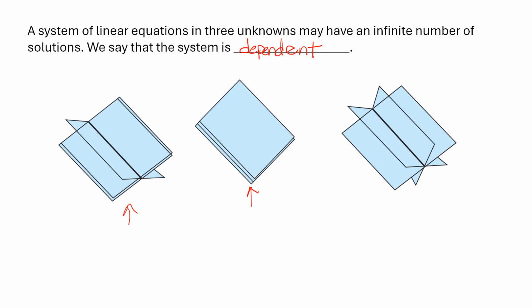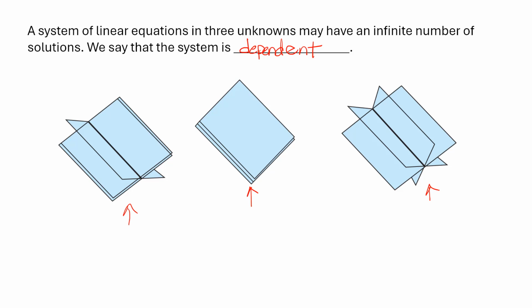Or maybe in this second picture, they're trying to show you that the three planes are all the same. They're exactly the same thing, so they have an infinite number of points that they share. And in this last one, the three planes are all different, but they do intersect in one line. So they have an infinite number of solutions.